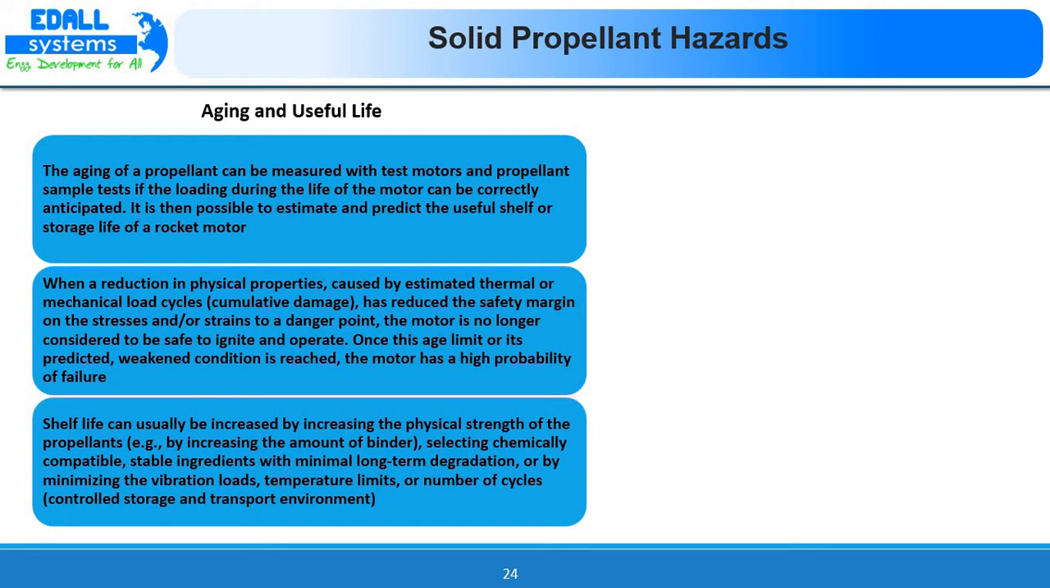So the shelf life can usually be increased by increasing the physical strength of the propellant, for example by increasing the amount of the binder, then selecting chemically compatible stable ingredients with minimum long-term degradation, or by minimizing the vibration loads, temperature limits, or number of cycles that may be controlled by storage and transport environment. So this is about aging and useful life.